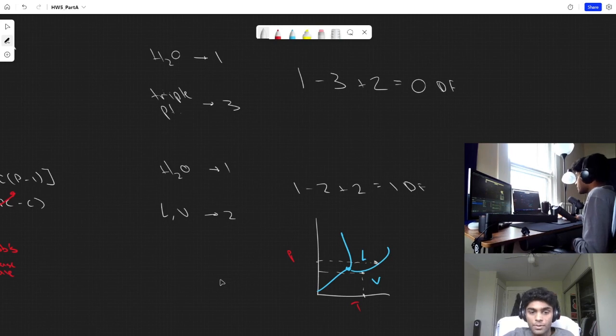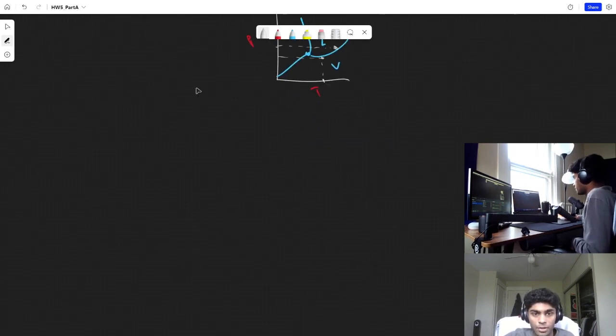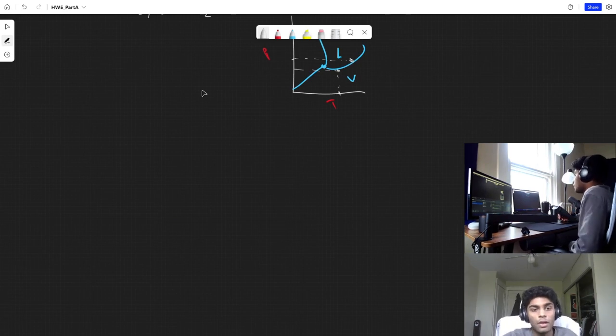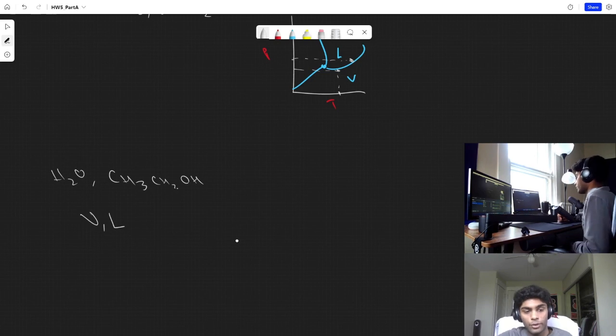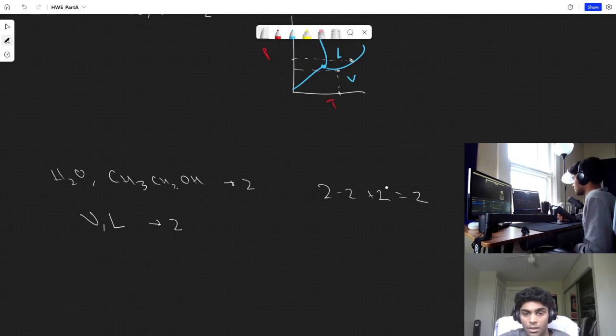Now, another type of system we could do is, instead of having a pure component of just one thing, we could have a mixture of things. So let's say we have a mixture of water and ethanol, and ethanol is CH3CH2OH. So we have two components now. And let's say that they coexist in the vapor and liquid phases. So now we have two components and two phases. And so we're going to go 2 minus 2 plus 2. And of course, that's 2. So now we look at a system where we have 2 degrees of freedom.